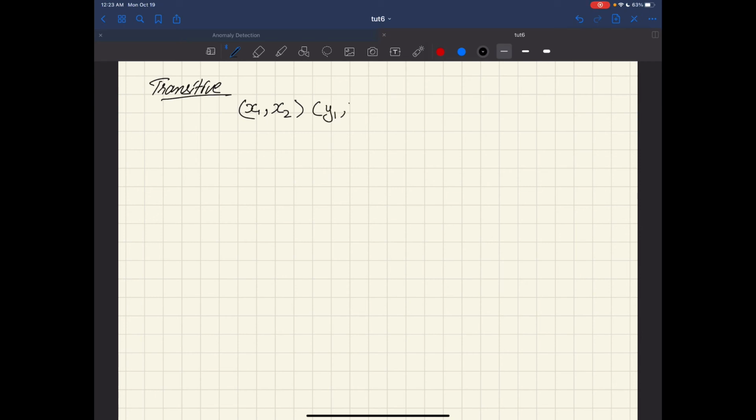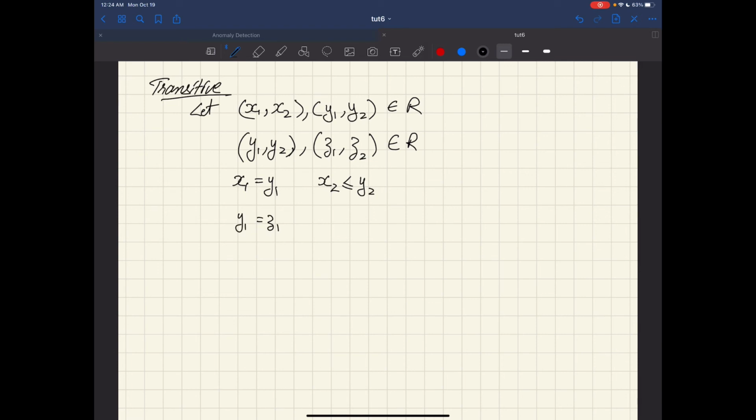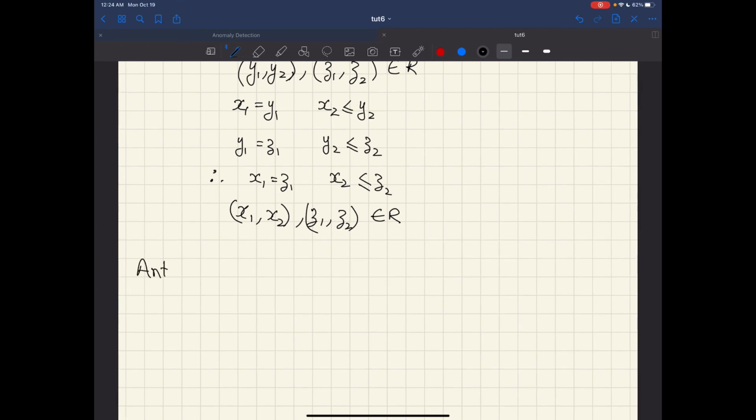again assume 3 ordered pairs which belong to the set A such that (x1, x2), (y1, y2) is in the relation R, (y1, y2), (z1, z2) is in the relation R. Now we have x1 equals y1 and x2 is less than or equal to y2. That's correct. y1 equals z1 and y2 is less than or equal to z2. Now from the above two, it's safe to say that x1 equals z1 and x2 is less than or equal to z2. Therefore, this set will also be there in the relation R, and hence it's transitive.